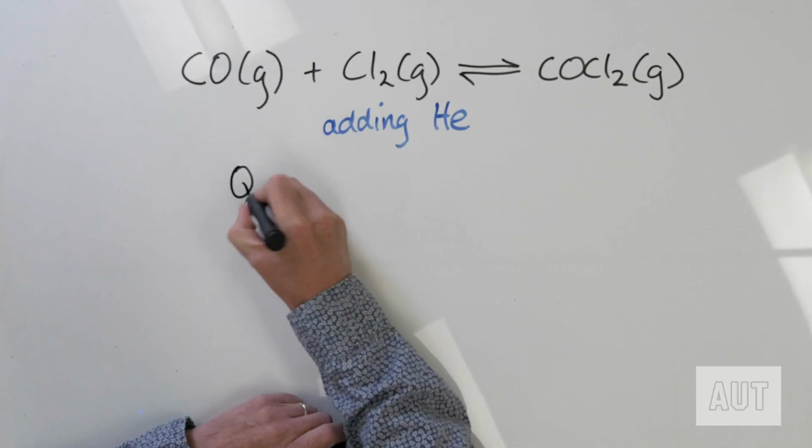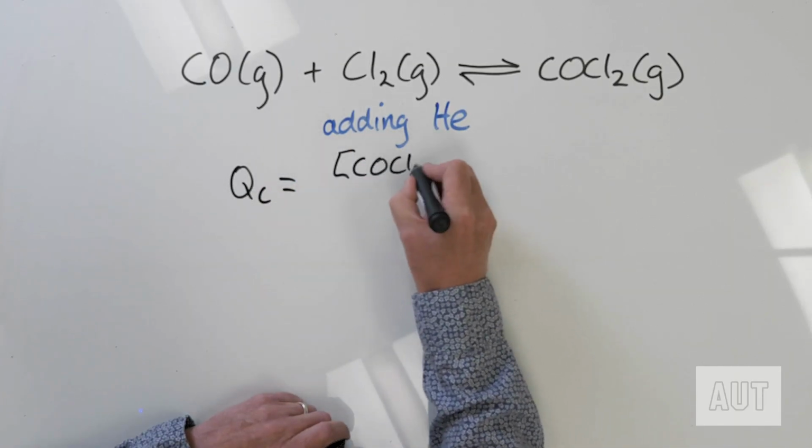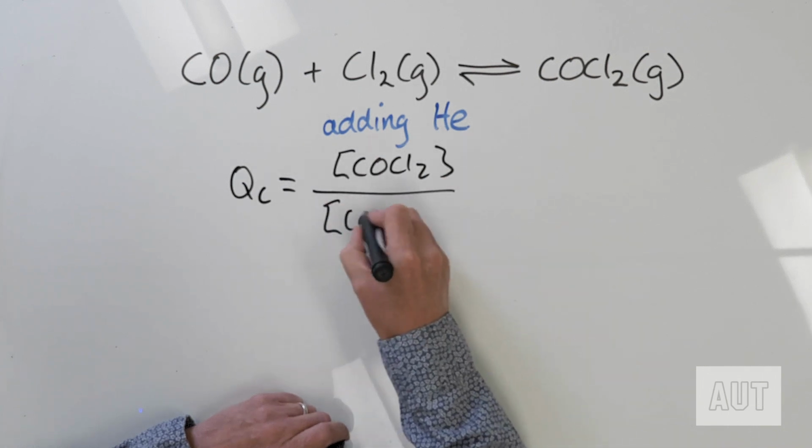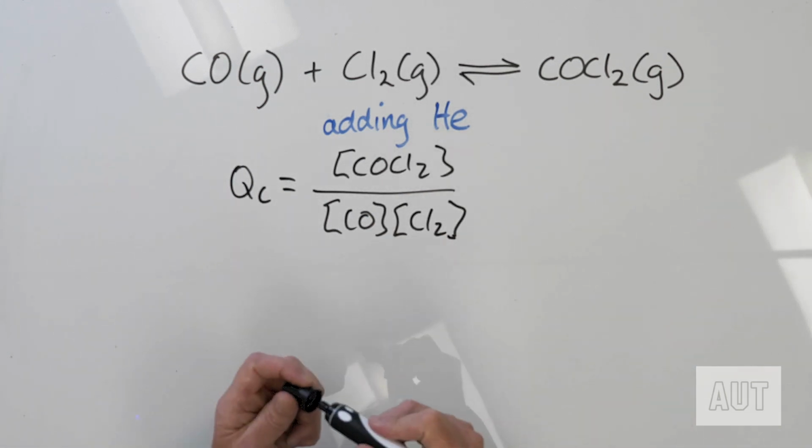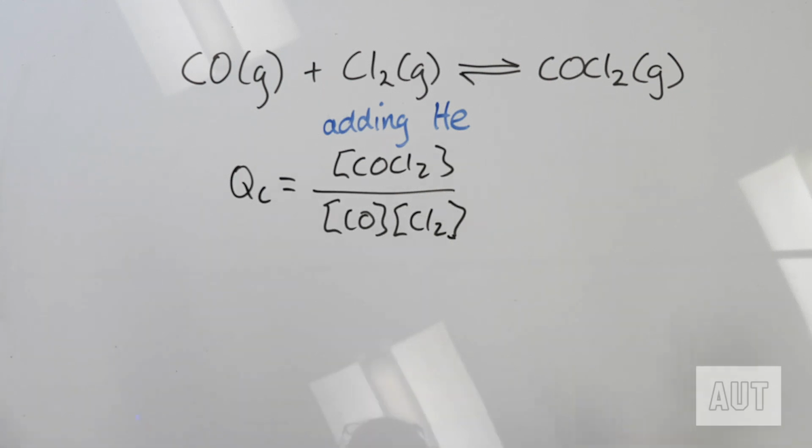Okay? Why does nothing happen when we increase the pressure one way, but something happens when we increase the pressure the other way? Because when we add helium, it cannot affect the value of Q, because helium is not in your Q expression. And that just seems totally wrong, doesn't it? That you can change the pressure one way and it has an effect. You can change the pressure another way, a different way, and it has no effect. Weird, but that's the way that it works. Okay? So adding an inert gas can never have any effect on the position of an equilibrium.